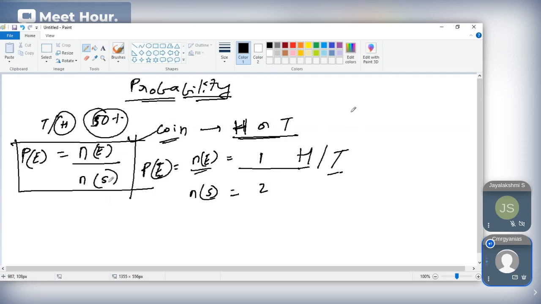So based on this formula itself, I'll give you one very simple question. You try to solve it. The question is: a die, that is dice, rolling dice, playing dice. A die is tossed. Find the probability.